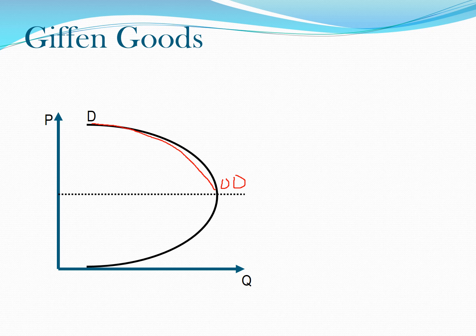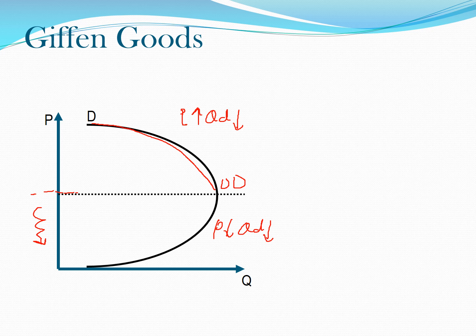However, if the price is too low, maybe the quality also drops. So the lower the price, the lesser the demand is. So this is not aligned with the law of demand. So this is price increase, quantity demanded drop. But here, if the price drops, quantity demanded drops, it is a positive relationship. So it violates the law of demand.